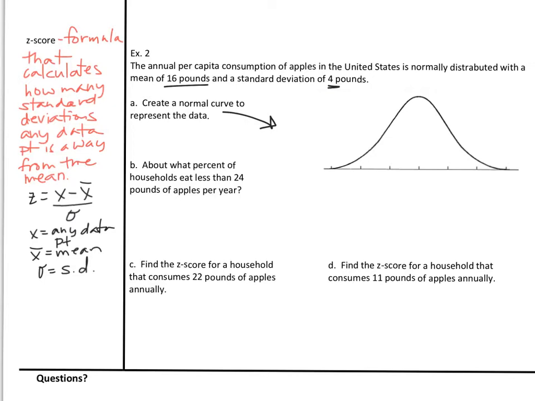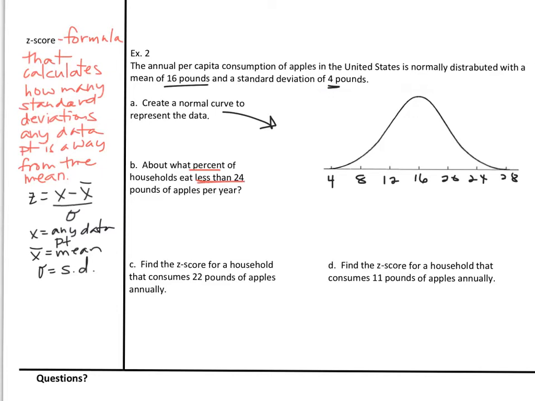If the mean is 16 pounds, we'll put that right in the middle. And we'll add 4 to each dash mark on the right. And we'll subtract 4 for each dash mark on the left. 3 sigmas either way would go from 4 all the way up to 28. It says, about what percent of households eat less than 24 pounds of apples per year?